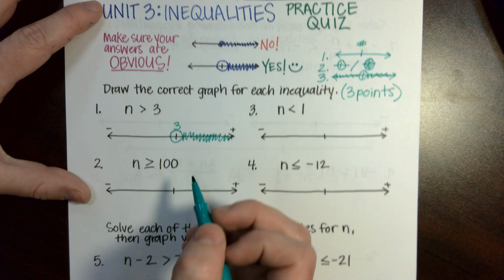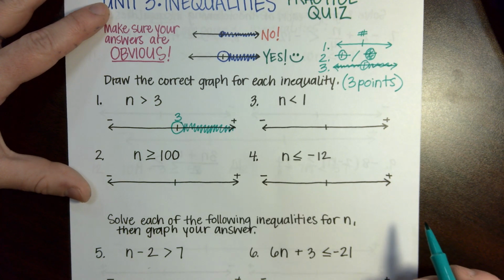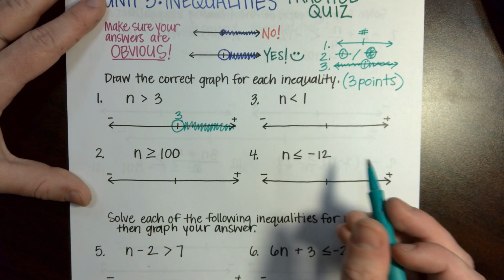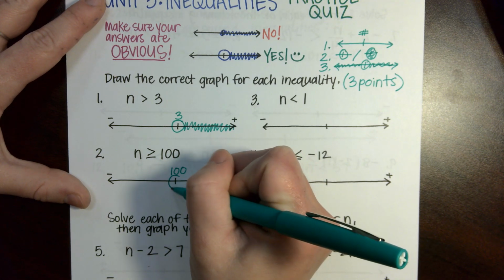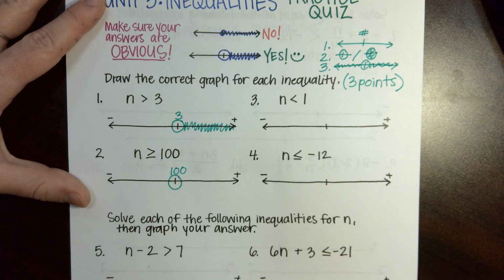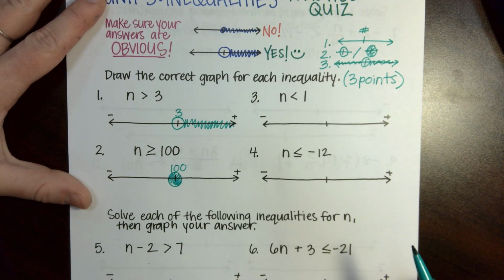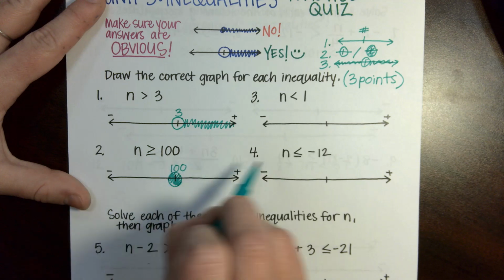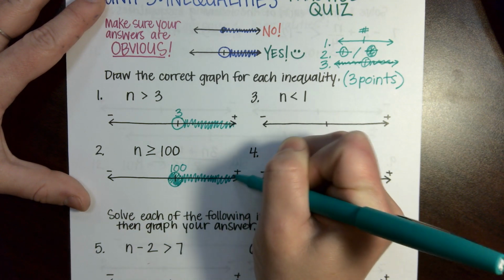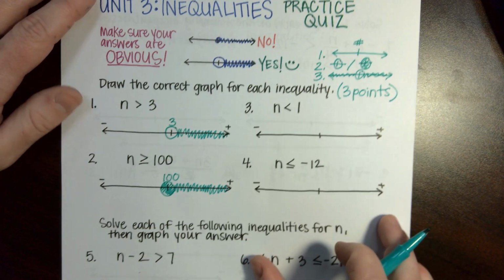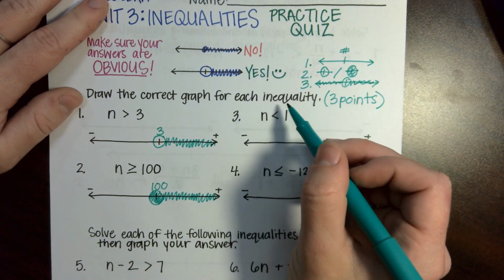Good. Number 2, n is greater than or equal to 100. What should I do first? Yeah, let's label it 100. Let's circle it. Shade it or open? Shade. Yes, we want to close that. We want to shade it. In what direction? To the right. That's where it's pointing. This is where the numbers are greater than 100. Good.